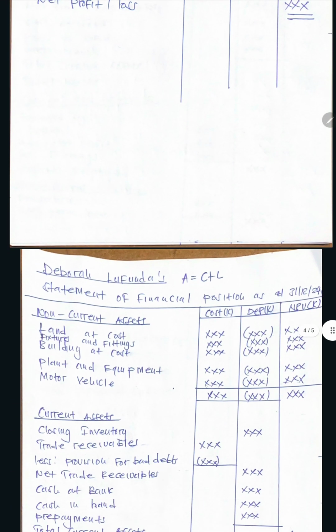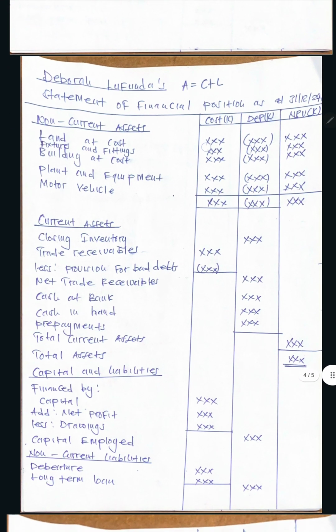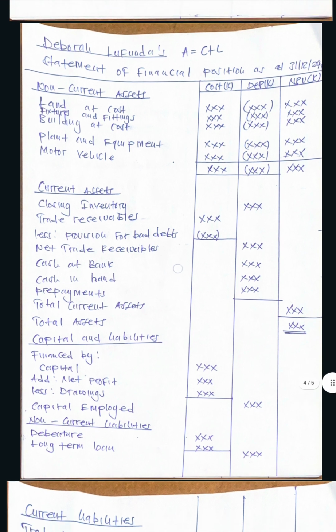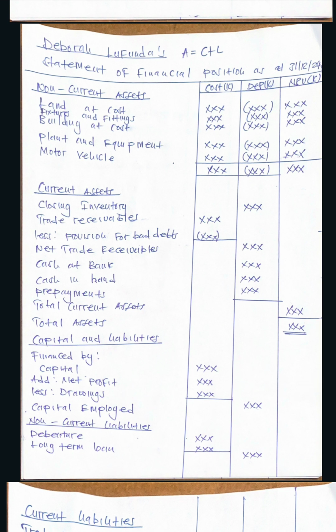And then you proceed to the statement of financial position. How then do you go about it? Statement of financial position. The same way as here, in the statement of financial position, you always write a title. So you write the name of the person. In this case, I gave Deborah Lufunda, statement of financial position as at.